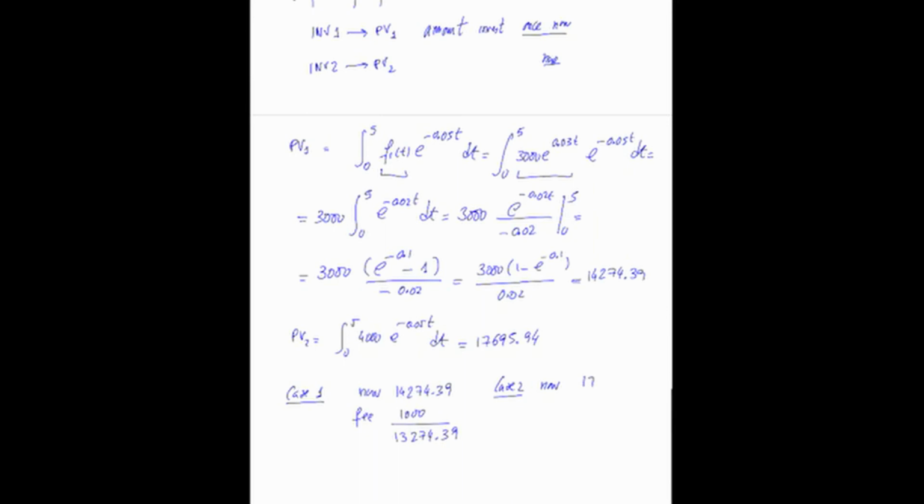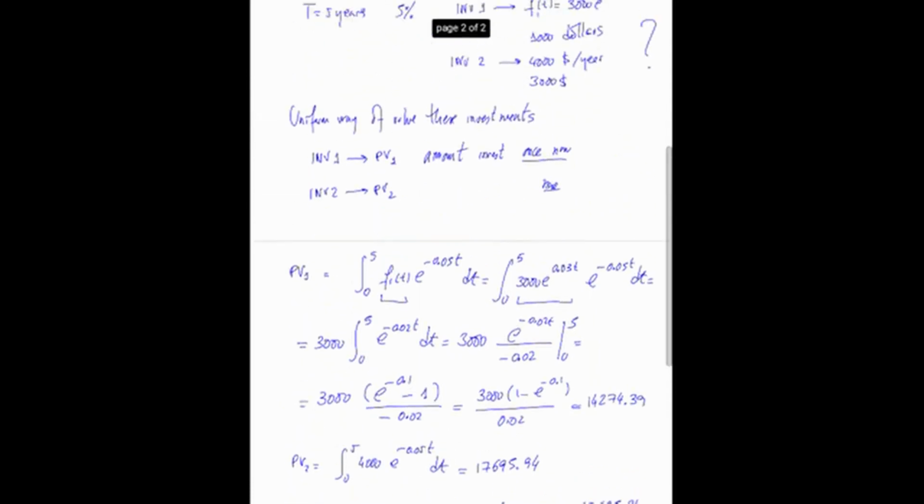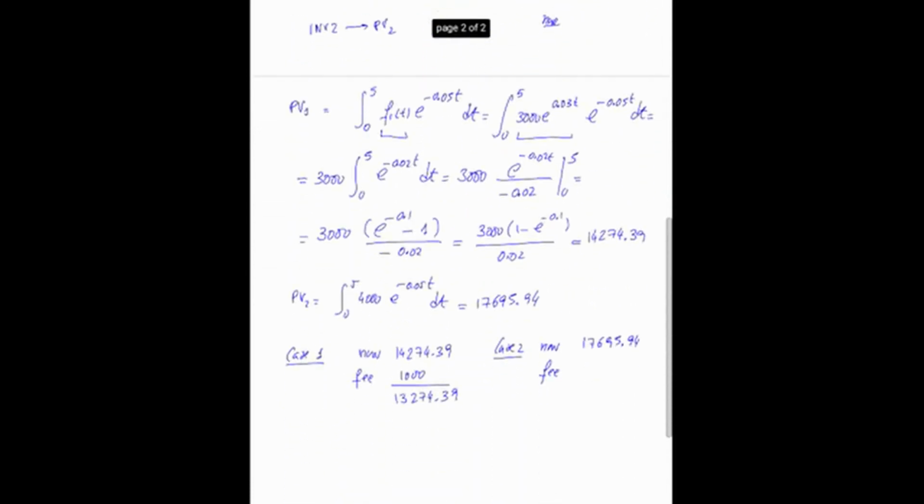The second case, the investment over 5 years is equivalent to having right now 17,695.94 minus the fee you have to pay. If you go up there, you see the fee is 3,000. So the difference is 14,695.94. So this is the amount you would have now if you invested in the second one, and the other is the amount if you invested in the first one. So obviously this is a better investment.